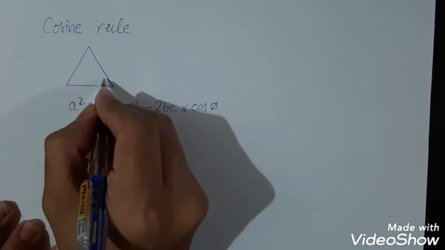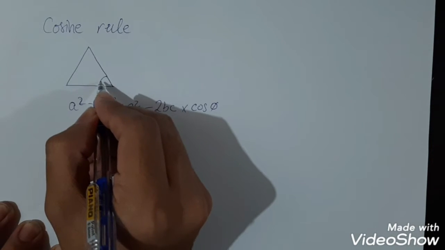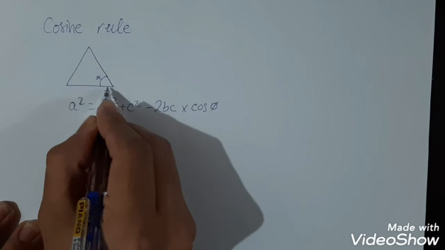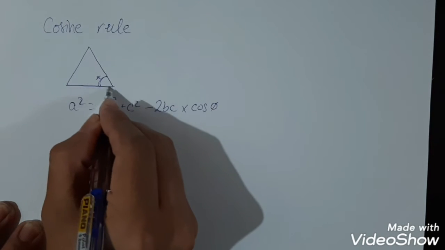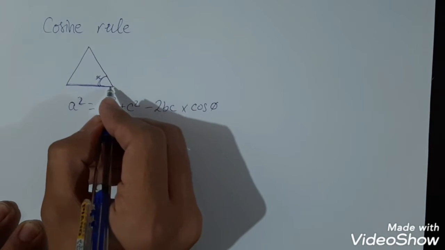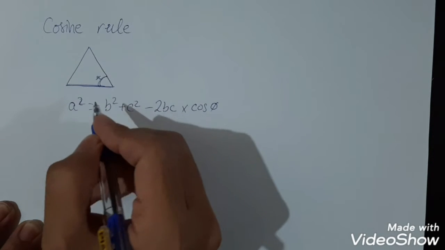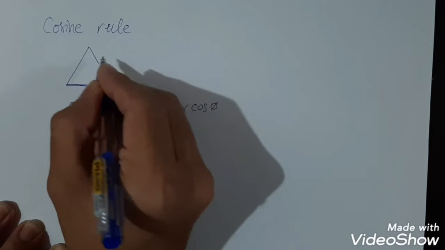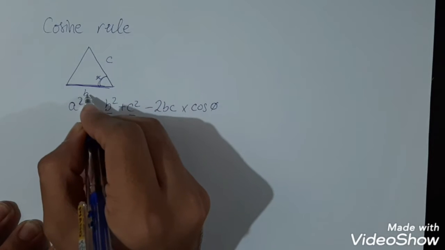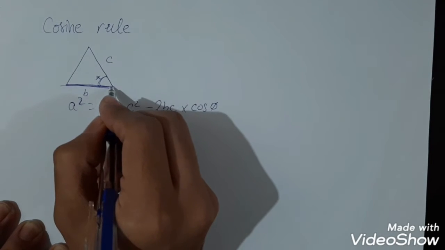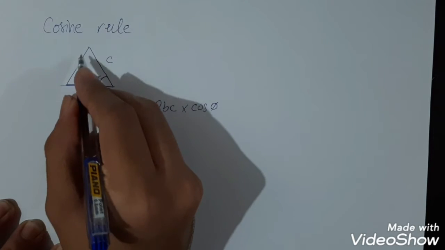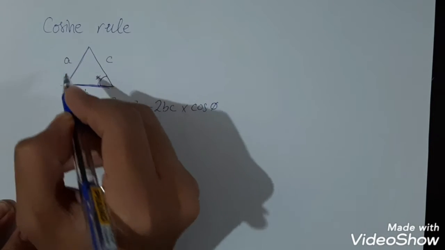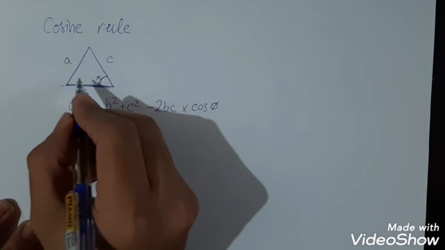If we have to calculate this angle, which is marked as x, the two lines that match to form this angle, this line and this line, will be marked as b and c. We can mark this line as b and this line as c, or the opposite. But the line that is opposite to the angle will always be marked as a.